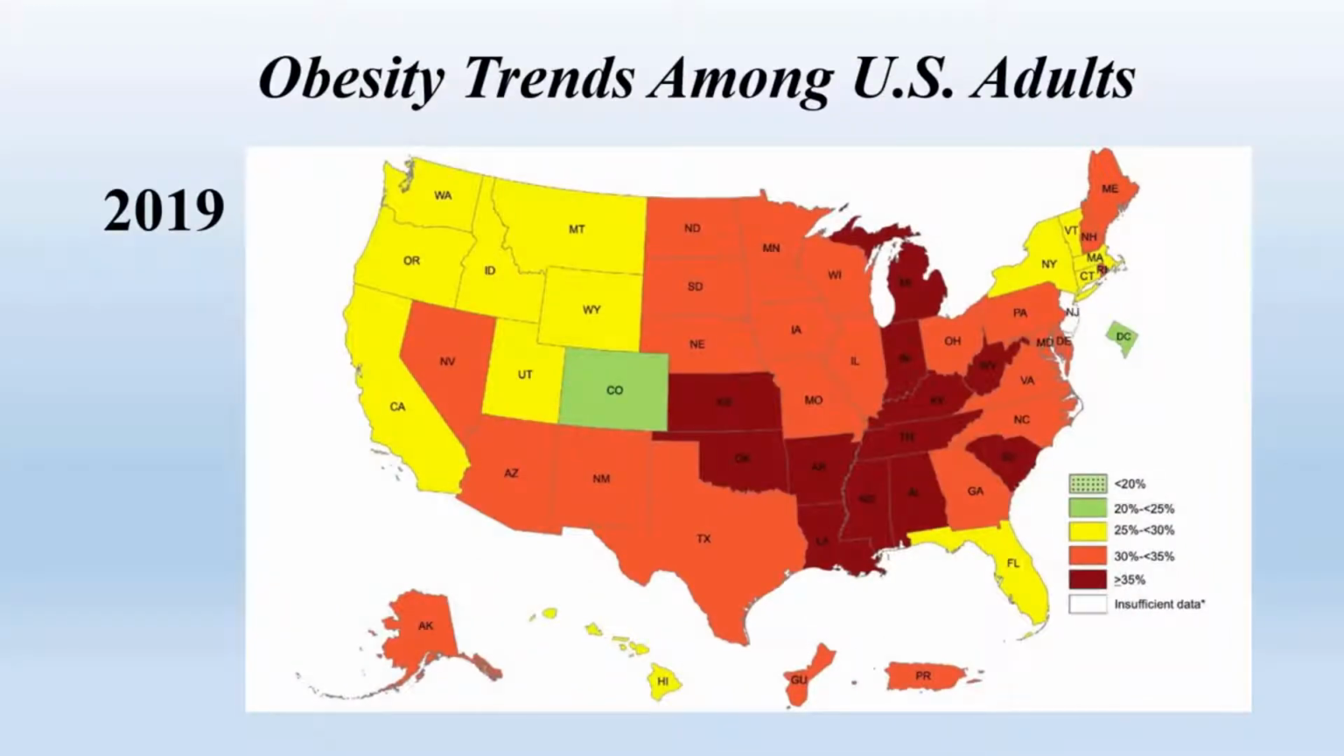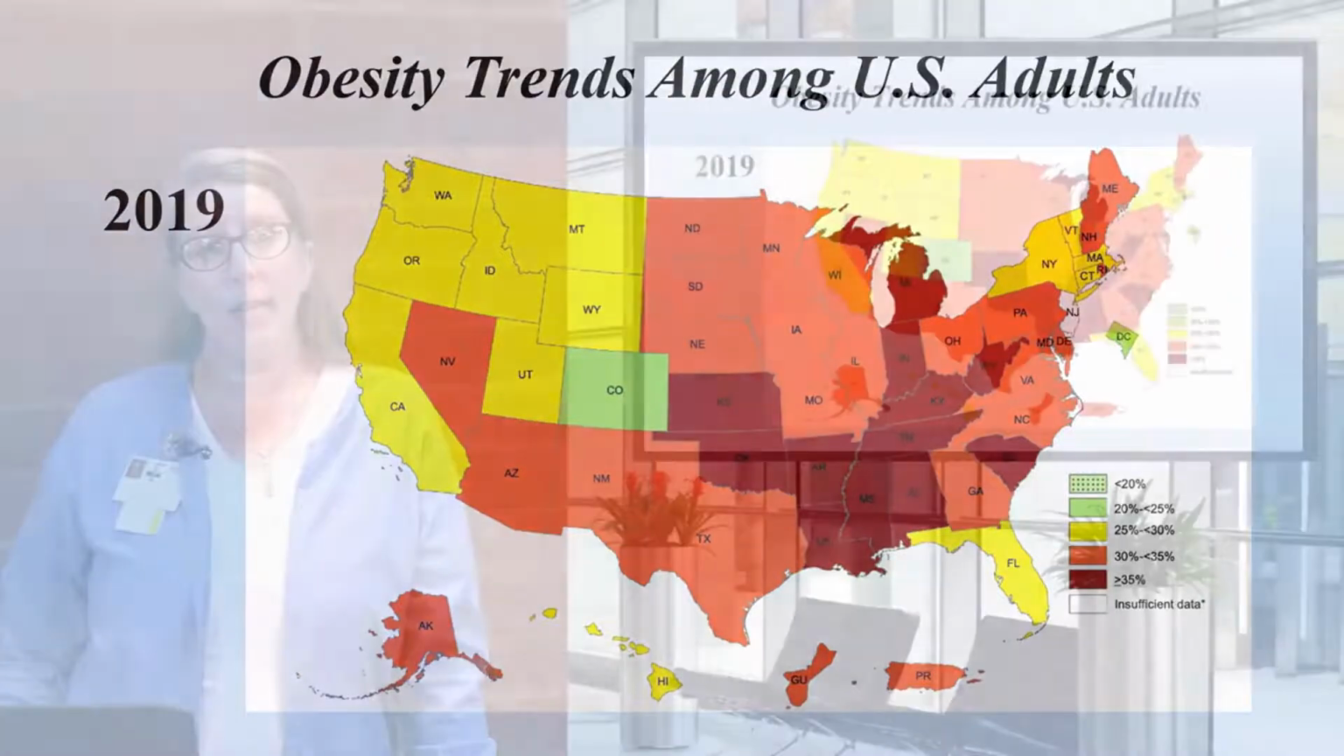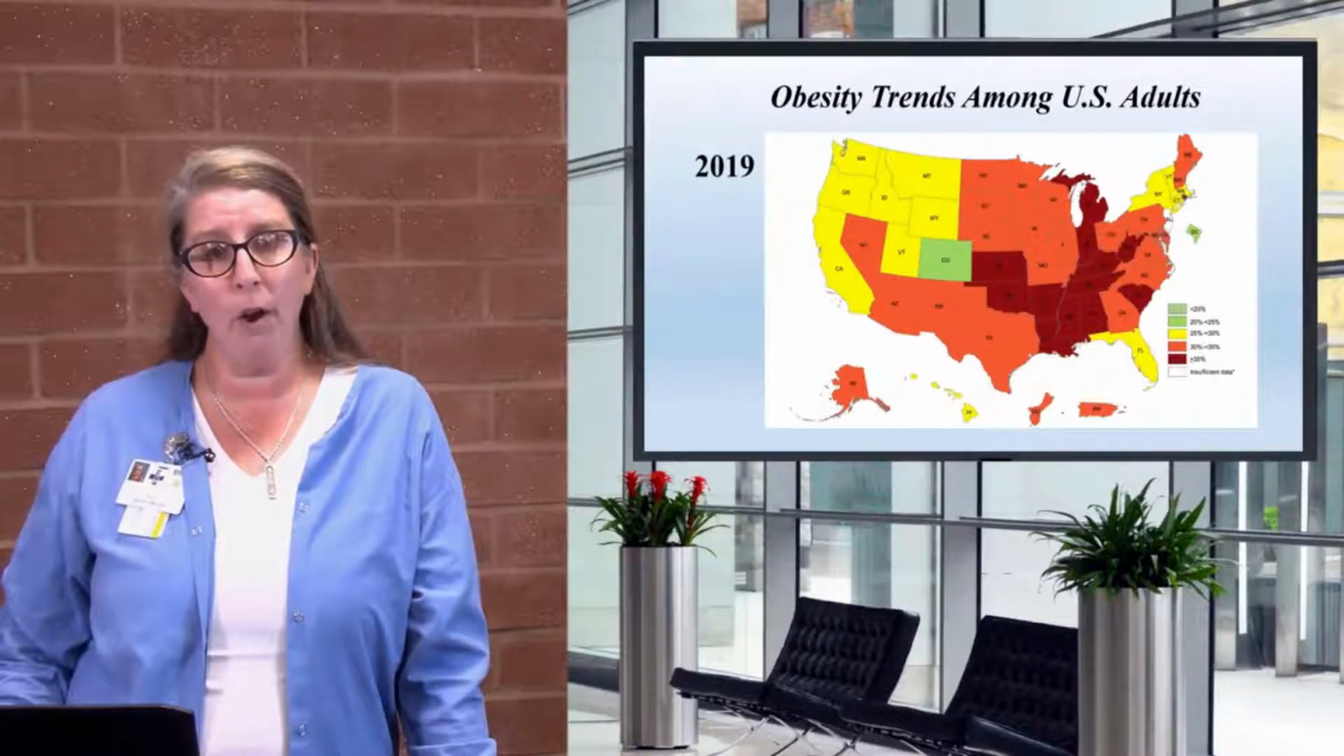So as we can see here, we are in the yellow with 25 to 30% of the population in California as obese. So again, it's a number that we continue to struggle with all around California and all around the nation.